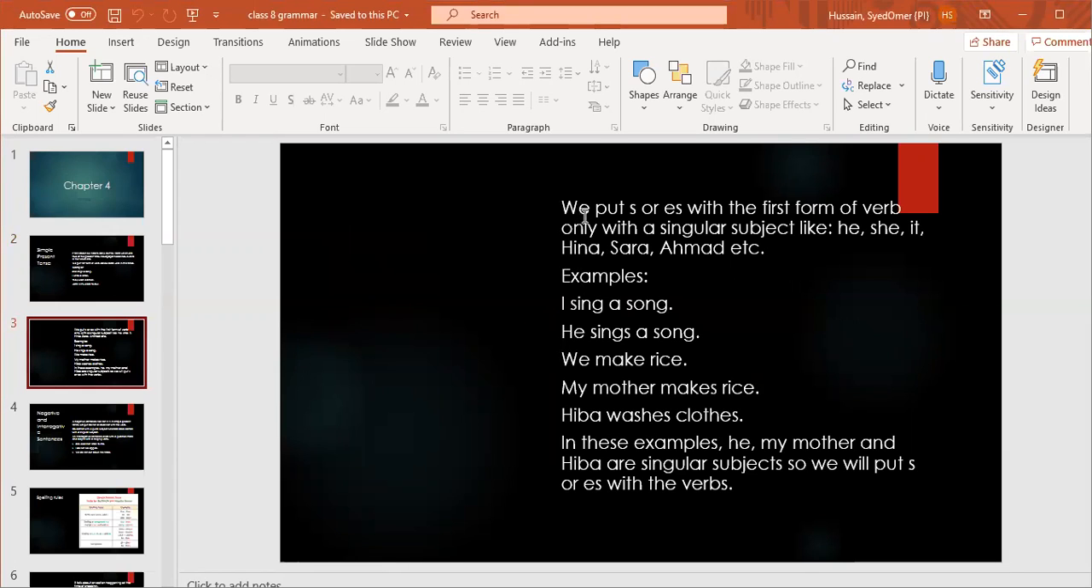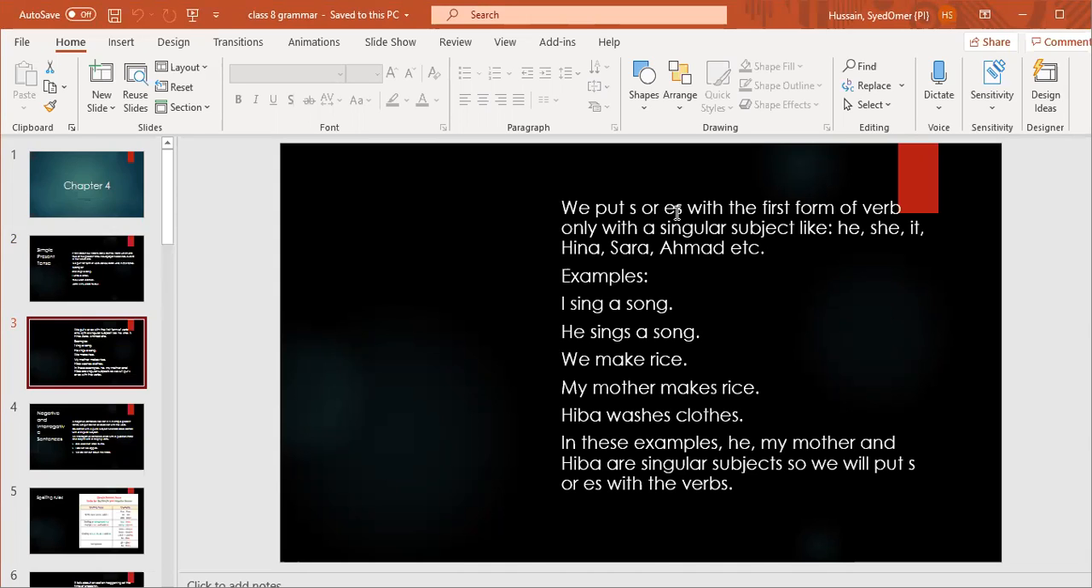This is also a very important fact that we put S or ES. After that, I'm going to share letter formation. You all know the format of a letter. I'm going to ask you people. Okay. We put S or ES with the first form of verb.